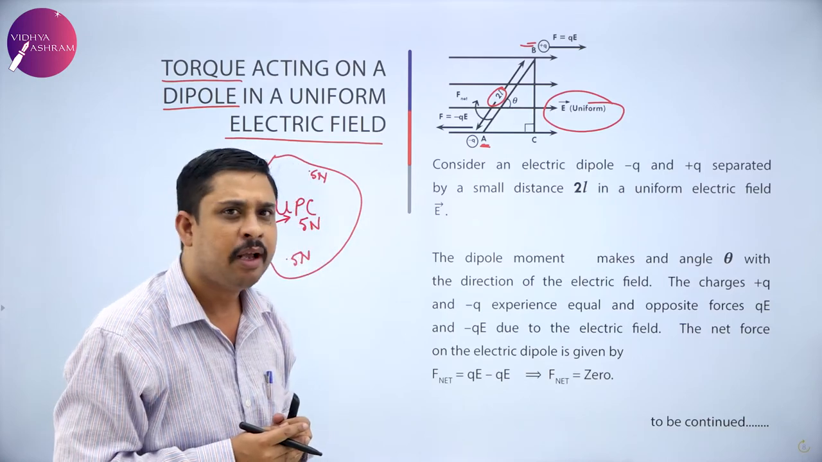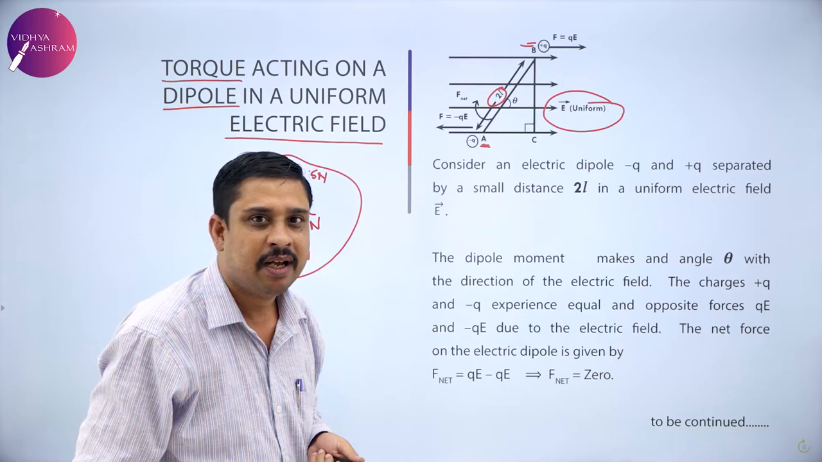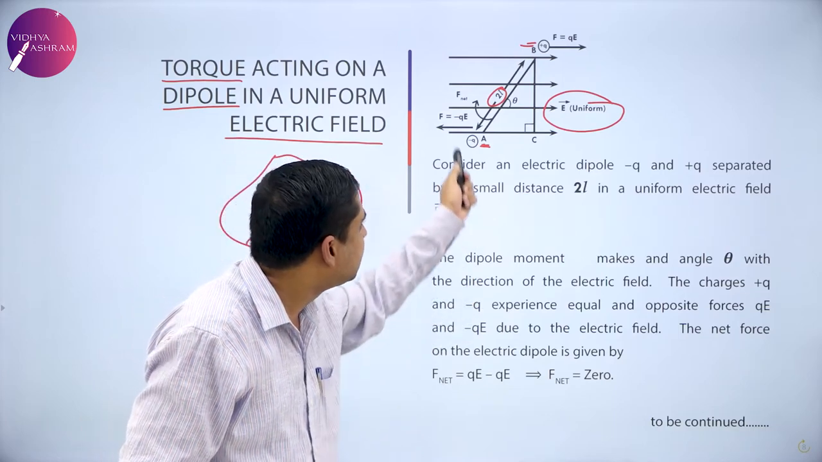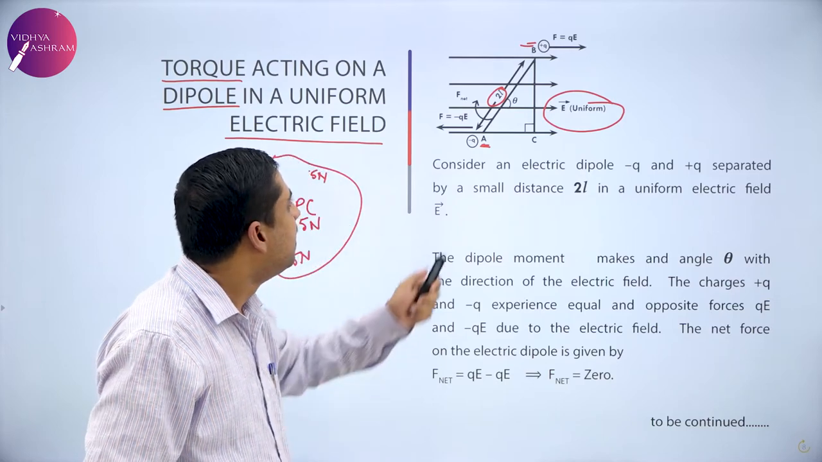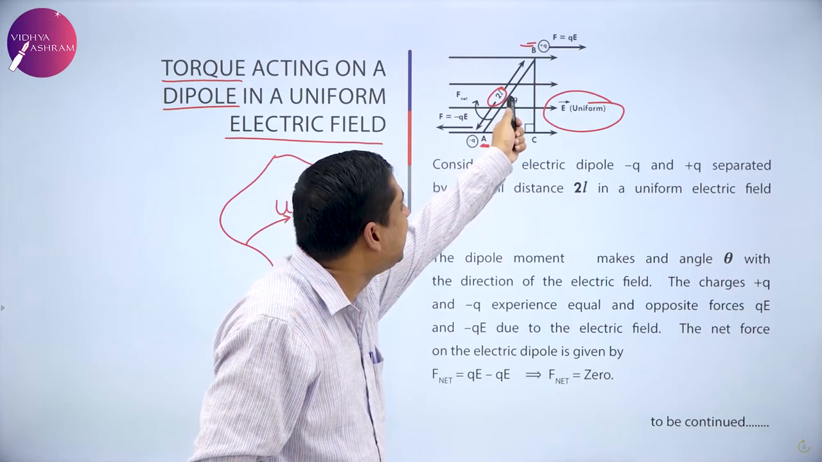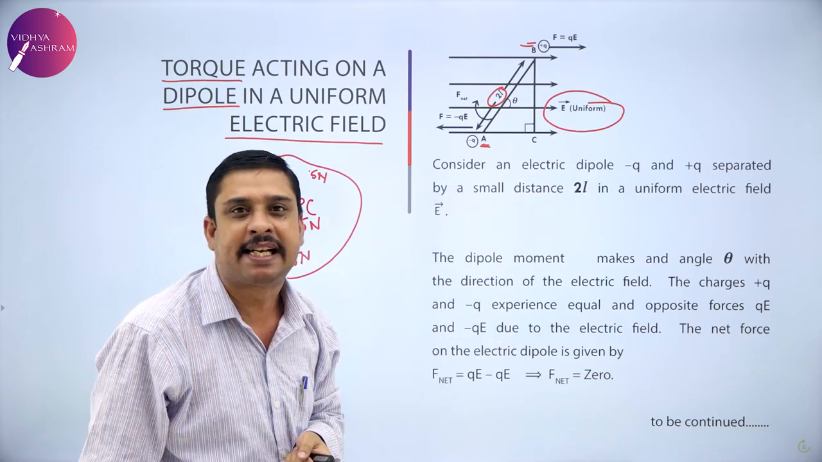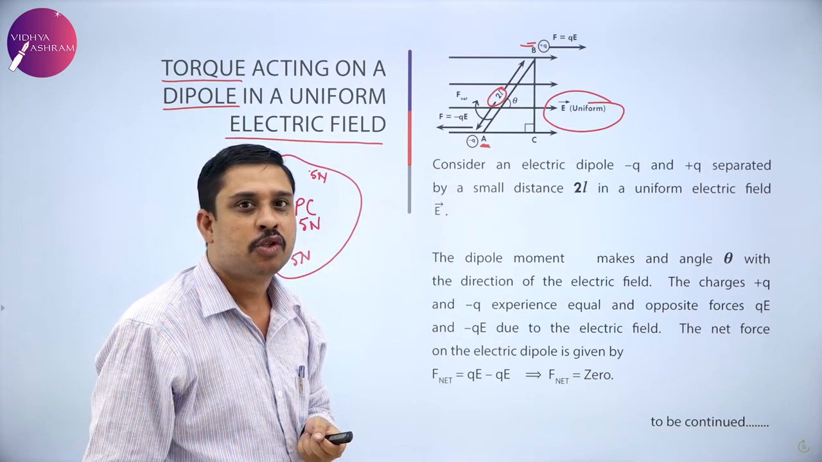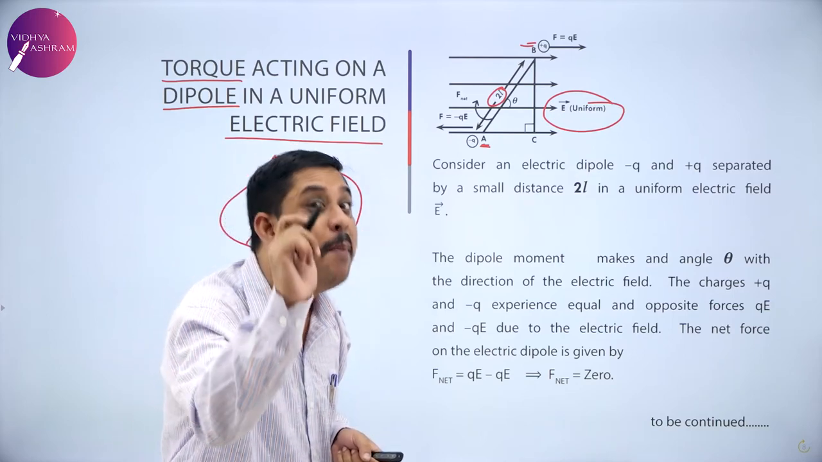Now, the dipole moment P very clearly makes an angle theta with the uniform electric field. So, what should be the direction of the dipole moment?